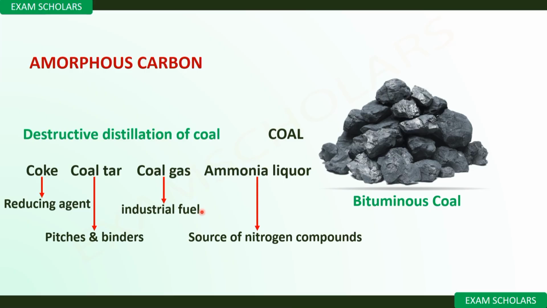So let's quickly do a recap. When we have destructive distillation of coal, what are we going to have? Coke, coal tar, coal gas, ammonia liquor. Which one of these can serve as a source of fertilizer, nitrogenous compound? We have ammonia. Which one can be used as industrial fuel? We have coal gas. Which one can also be used as a source of energy and as a reducing agent? We have coke. Then coal tar can be used for making pitches, black pitches, for construction and binders.